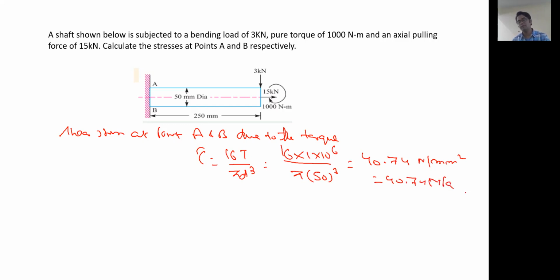Perfect. So now we have all the types of stresses acting at the points, right? Now we have to find out the combination of these stresses, right? As I have explained in my first slide. For that, we will find it at the individual points. What are the stresses acting?